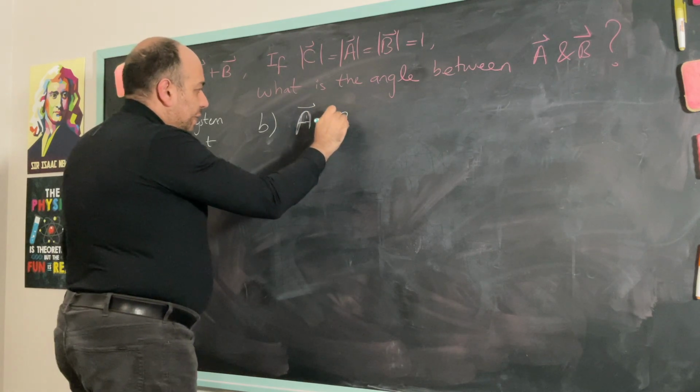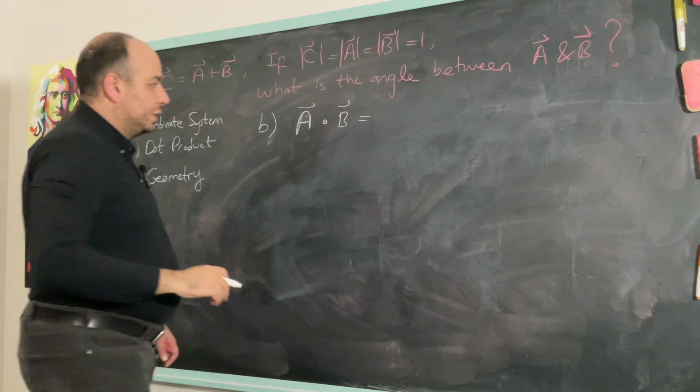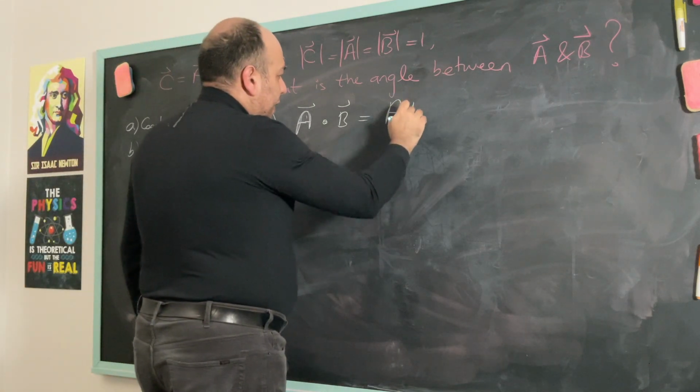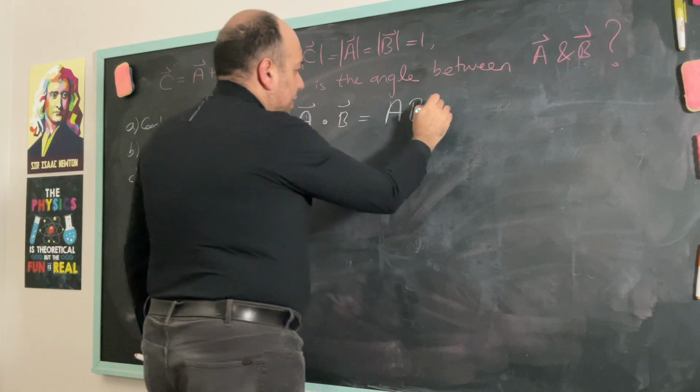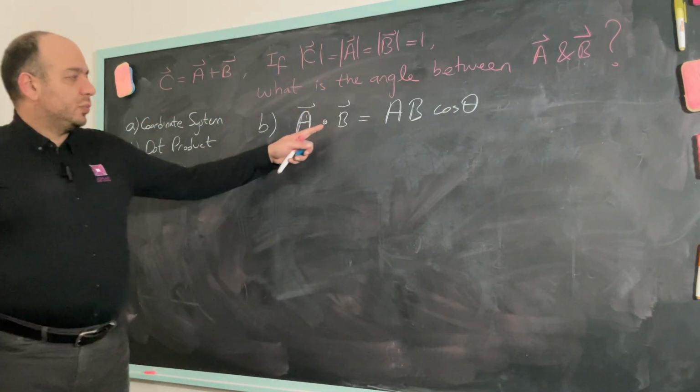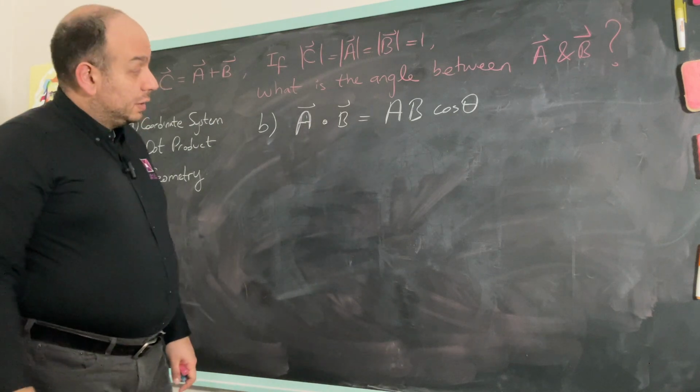So A dot B. Let's remember the definition. What is A dot B? It is the magnitude of A times the magnitude of B times the cosine of the angle between them. This is how we define the dot product between two vectors.